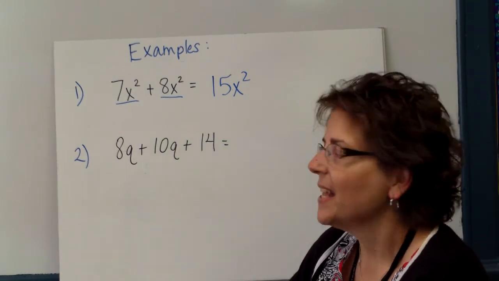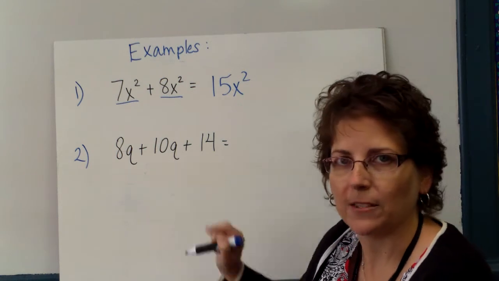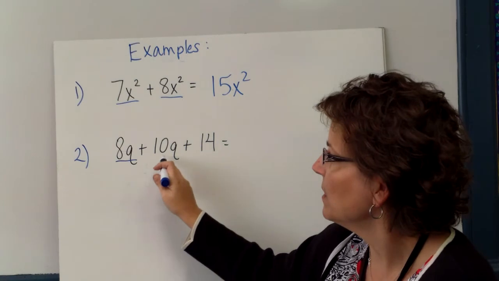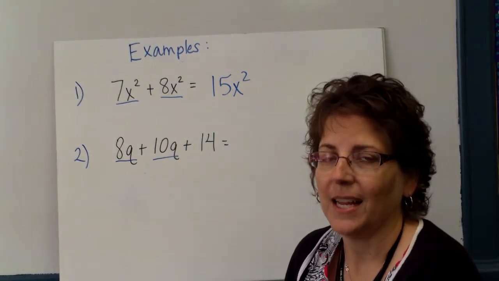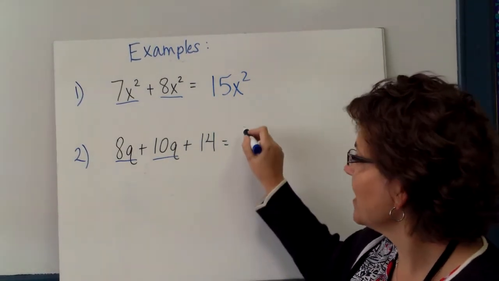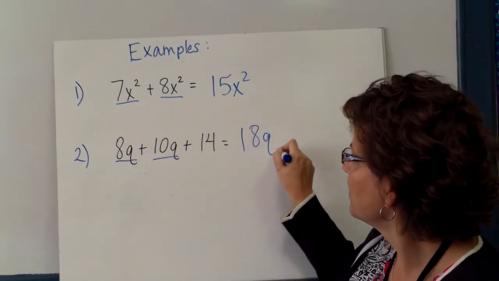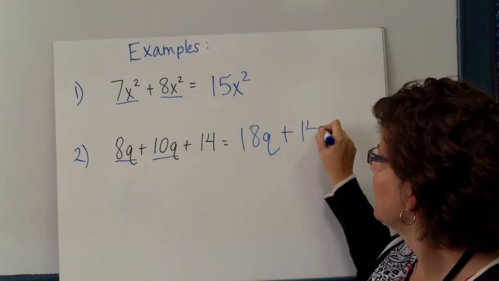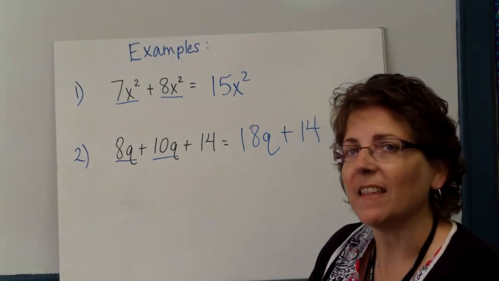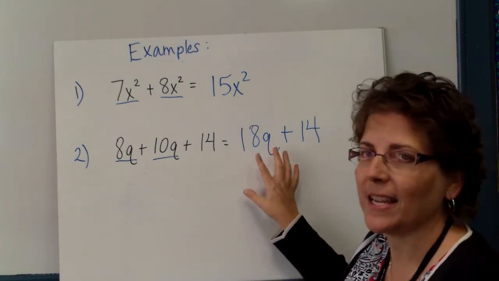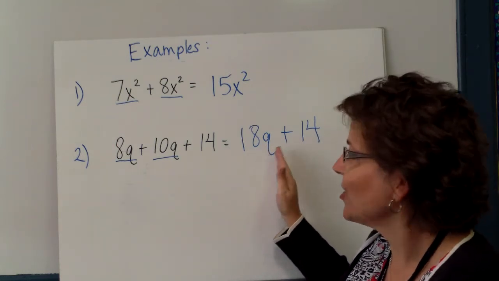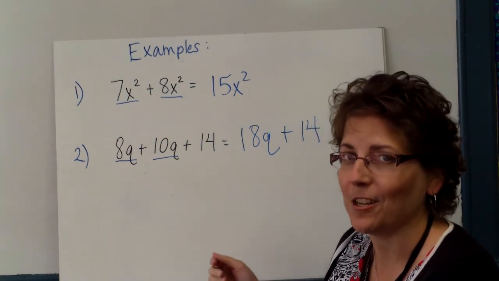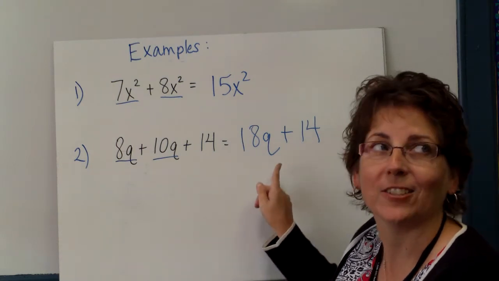Number 2, 8q plus 10q plus 14. So I want to underline my like terms. This one has a q, and this one has a q. I combine those. 8q plus 10q is 18q, and then I just have to add 14. There's nothing else I can do here because these are already simplified. And now 18q and 14, those are 2 different terms, and they are not like terms, so I can't combine them any further. This would be my answer.